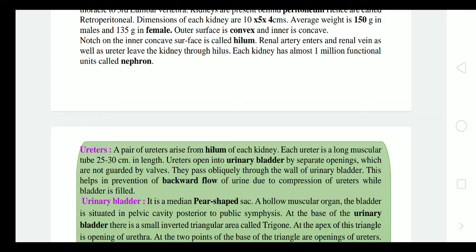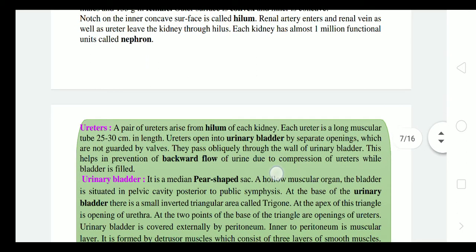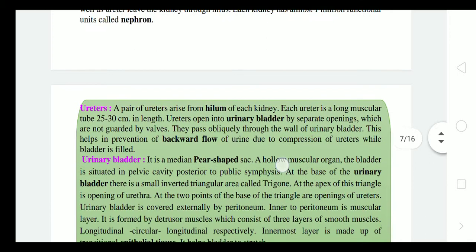Outer surface is convex, inner is concave. The notch on the inner concave surface is called hilum, from which the renal artery and vein enter and exit. And each kidney contains almost 1 million functional units called nephrons.